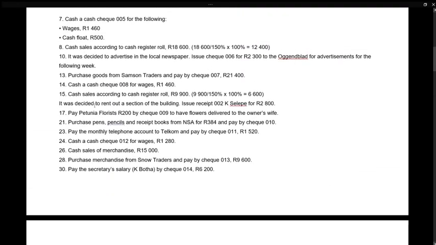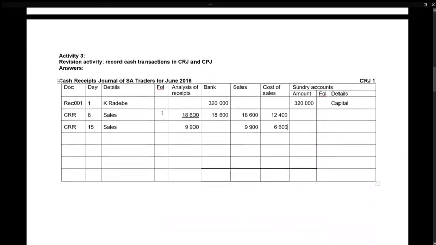It was decided to rent out a section of the building, issued receipt 002 to K Selepe for 2,800. The reason we do this, in most cases we rent a building, it is too big for us and there's a space that's not being used, therefore we rent it out to someone else. Okay, let's go and fill that in.